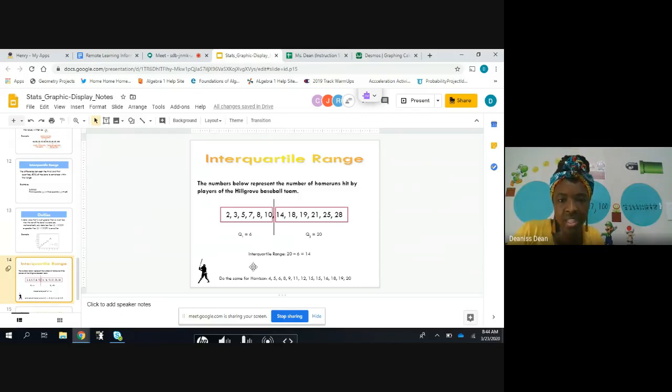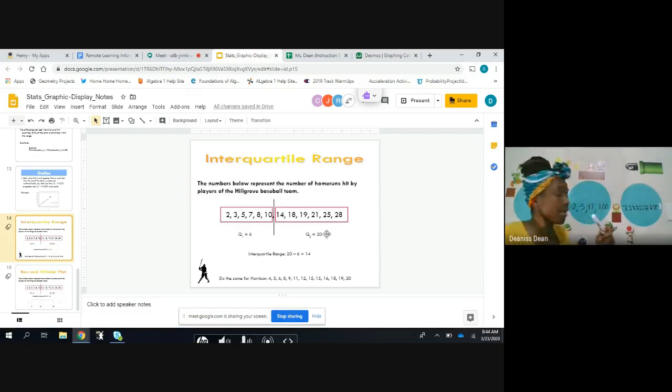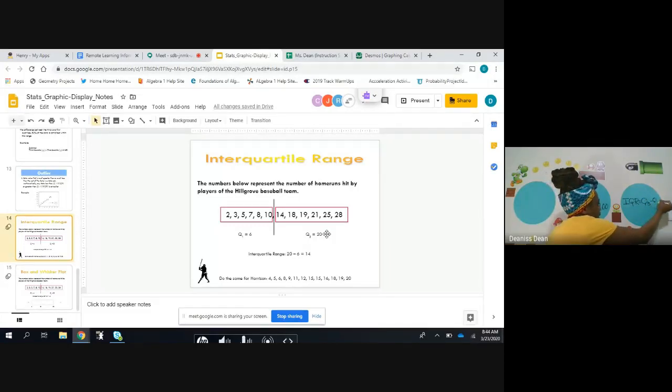All right. And then the last thing I'm going to talk about on this particular slideshow is interquartile range. All right. So if you look here, if I want to find interquartile range, it's abbreviated to IQR. If I want to find interquartile range, all I do is subtract Q3 minus Q1.